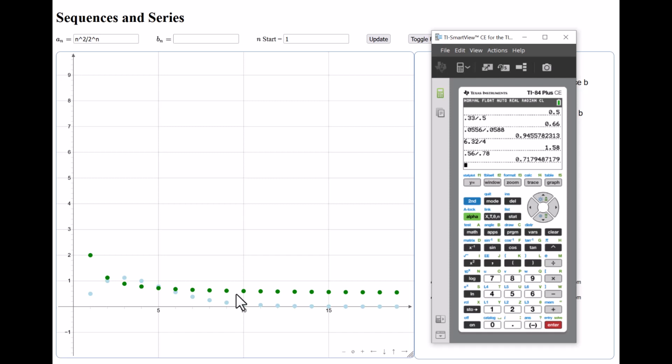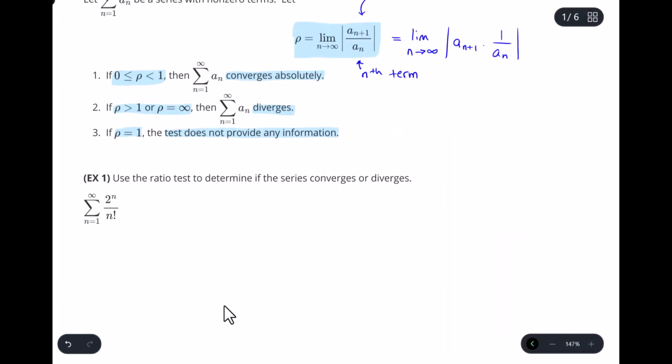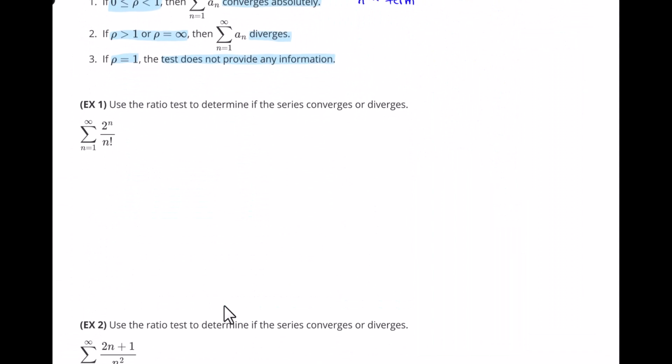So that's the idea. Let's take a look at actually working through some examples using the limit and seeing what results we can get. All right, in our first example, we want to use the ratio test to determine if this particular series converges or diverges.